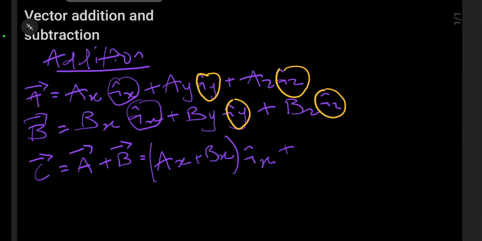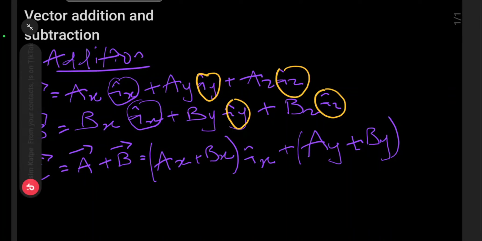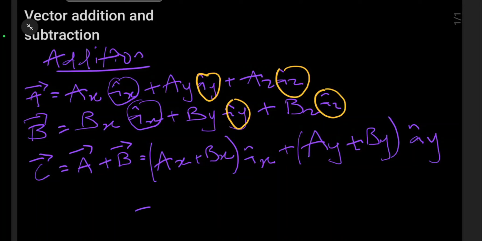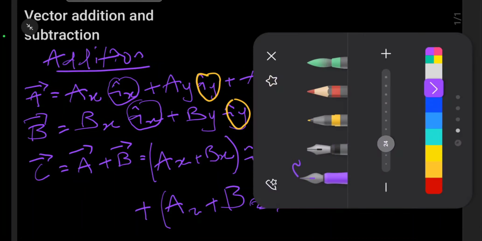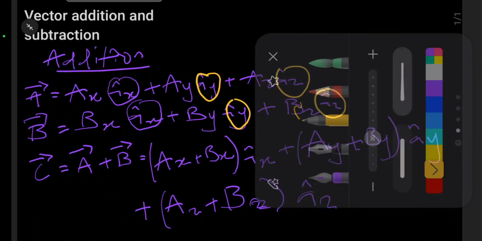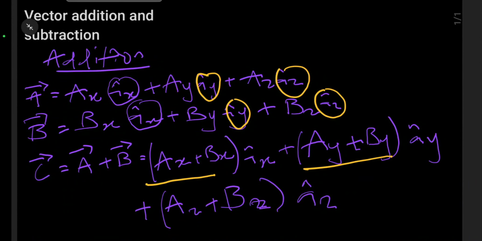Plus, we have our second component as ay plus by. Let's factor out our unit vector, and we have plus az plus bz, factoring out the unit vector. So this is basically what I mean. We do the addition of vectors component by component. This is a component, this is a component, and this is a component.